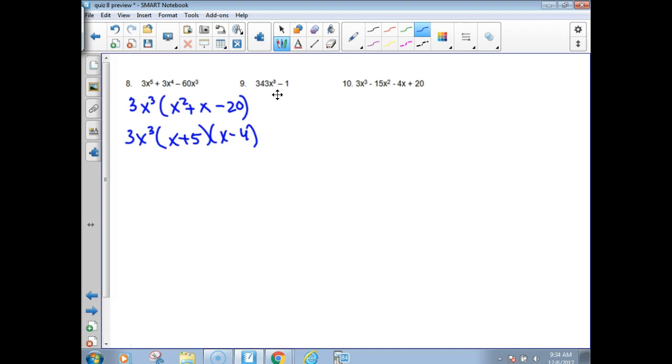Okay, number 9 is a difference of cubes. The pattern is a cubed minus b cubed factors to a minus b times a squared plus ab plus b squared. So memorize that. 7 to the third is 343. So this would be 7x minus 1 times 7x squared would be 49x squared. 7x times 1, negative 7x, but change the sign to plus 7x, and then plus 1.